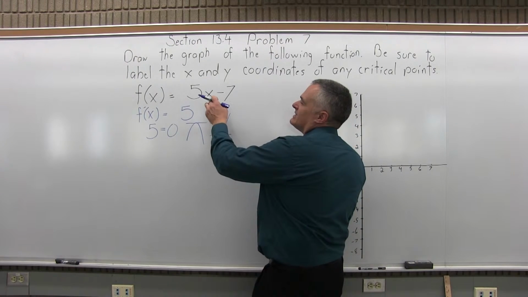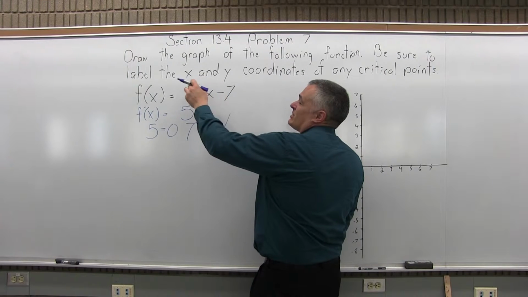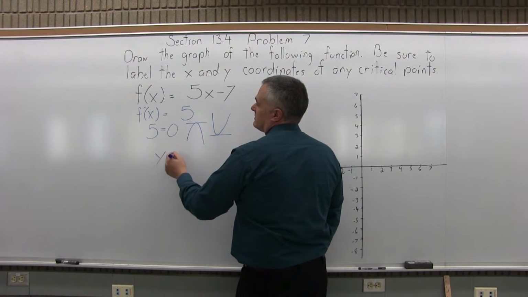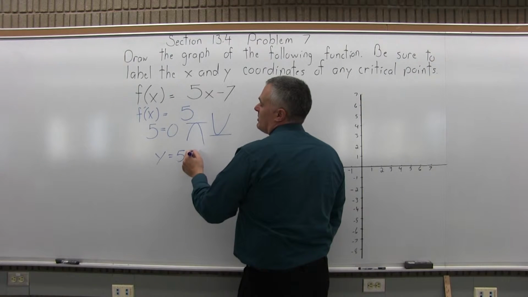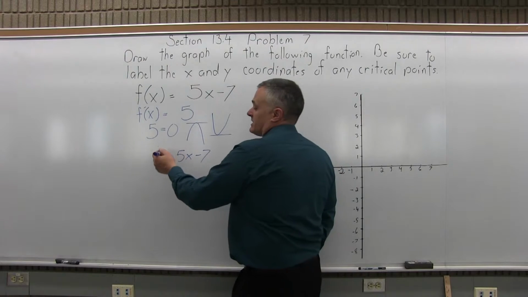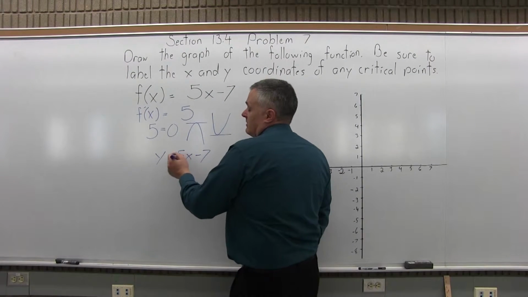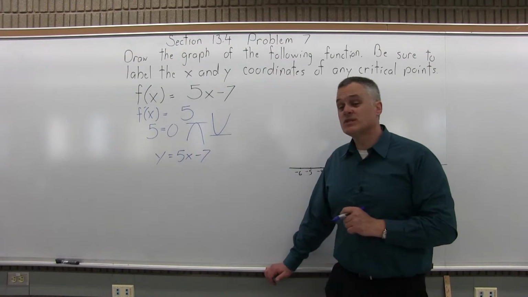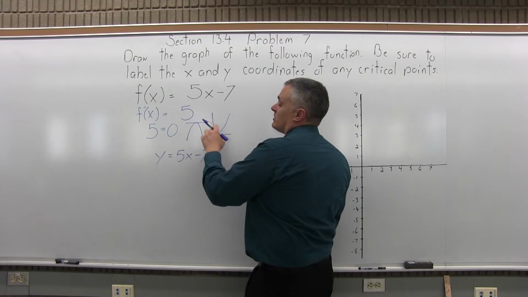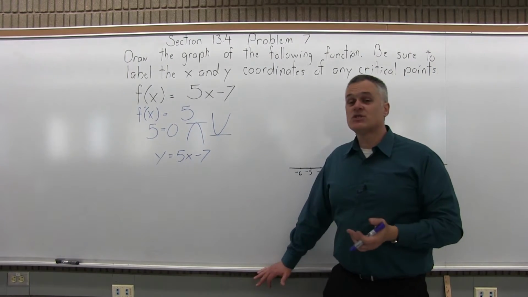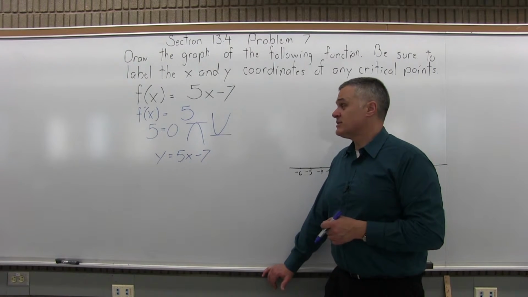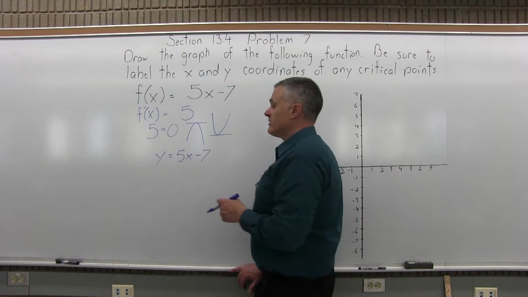Well, if you recognize there's no exponents on my variables, this is a straight line. So instead of f of x equals 5x minus 7, remember, f of x and y are interchangeable. This is basically like a y equals mx plus b, 5x minus 7. So I know it's a straight line. And again, with a straight line, you don't have any of these points with a horizontal tangent line. So since it's straight, I only really need to know 2 points, and I can connect the dots. This one you can find the graph of without calculus.